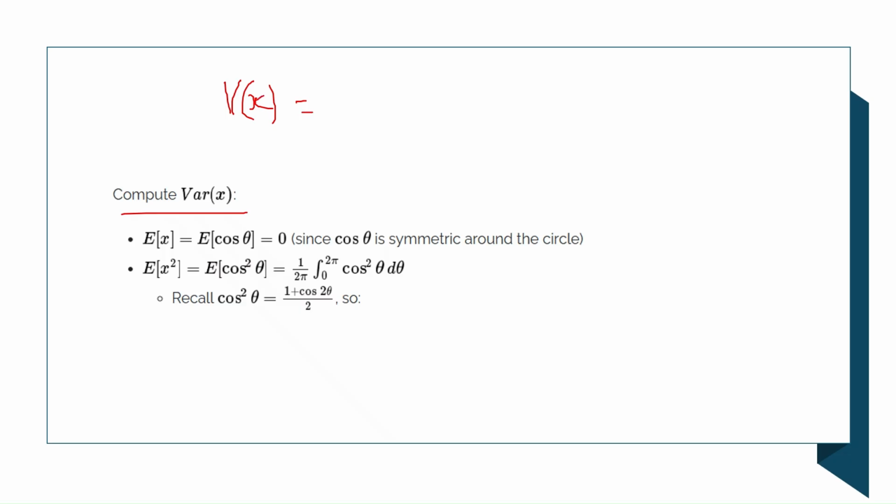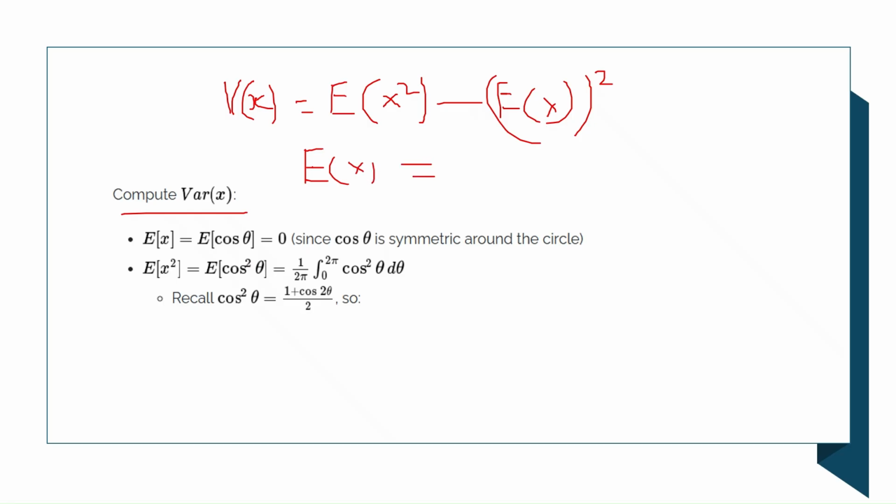So variance can be written as expected value of x square minus expected value of x whole square. Now, expected value of x, what would this be? This becomes expected value of cos theta, which is equal to 0 because cos theta is symmetric around the circle. Then we have expected value of x square, which becomes expected value of cos squared theta.